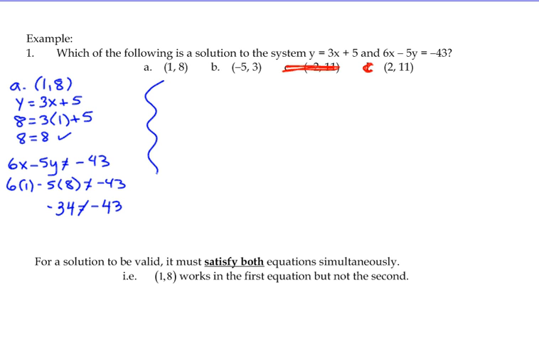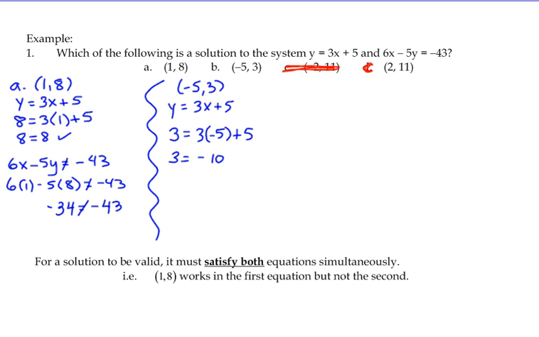So let's try the next point, negative 5 and 3. Try the first equation, y equals 3x plus 5. So what's our y? 3 should equal 3 times negative 5 plus 5. What is 3 times negative 5 plus 5? Did anyone plug that in or figure it out in their head? Negative 10. Is that true? No. So that point is not on that line. So that can't be our intersection point if it's not even on that line. Let's try the last one.